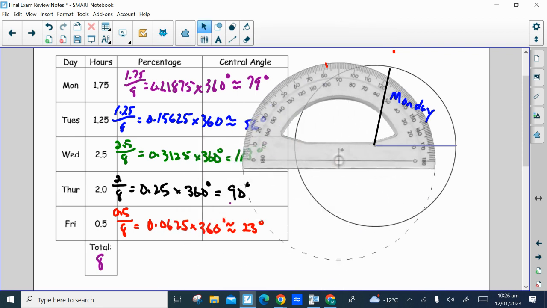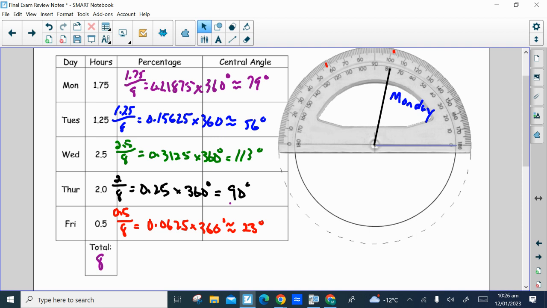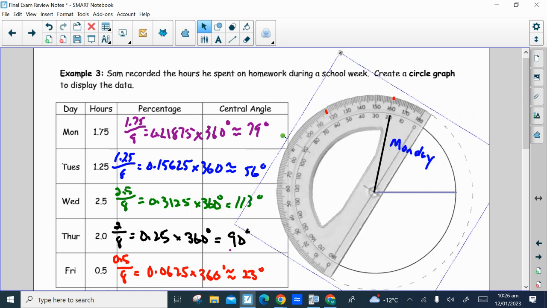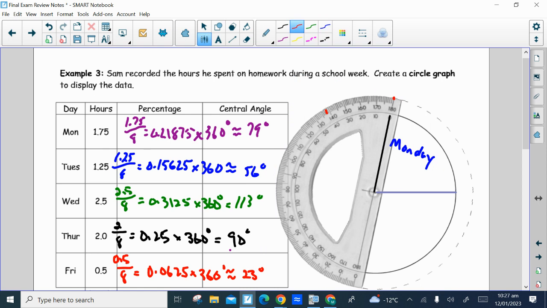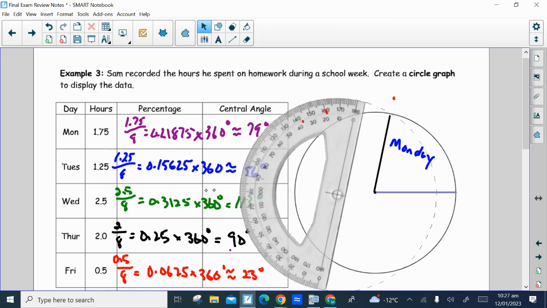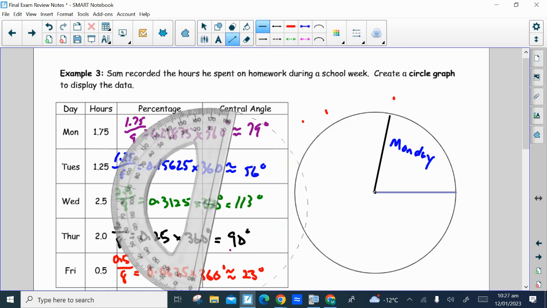Then for Tuesday, we put the side at the center. And now we're going to rotate. So again, the 0 line is on the line that we just drew. And then we need to find an angle of 56 degrees. So starting at 0, there's 10, 20, 30, 40, 50, 55, 56 is about right there. So we'll draw a line from the center towards that angle.